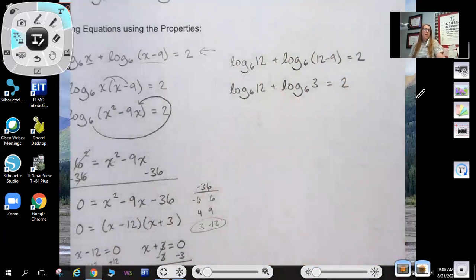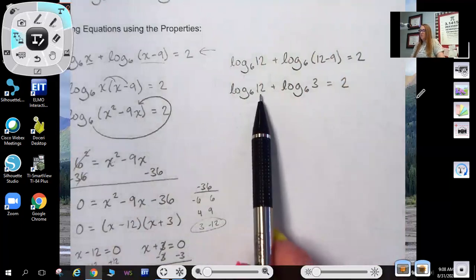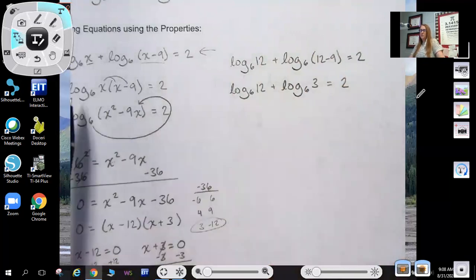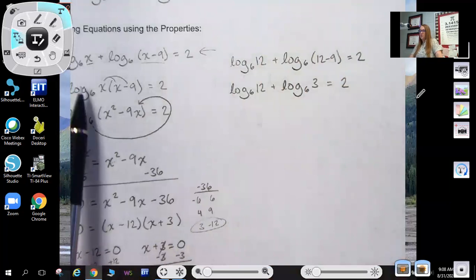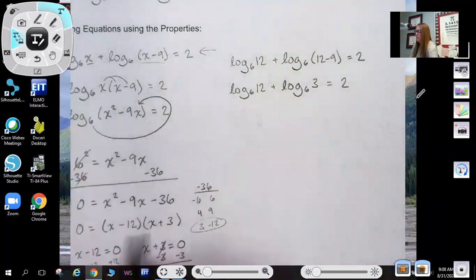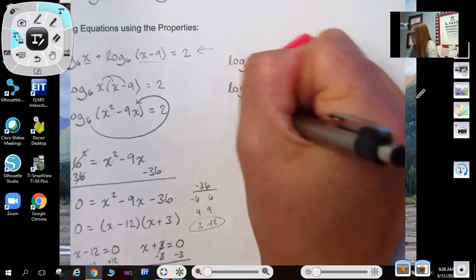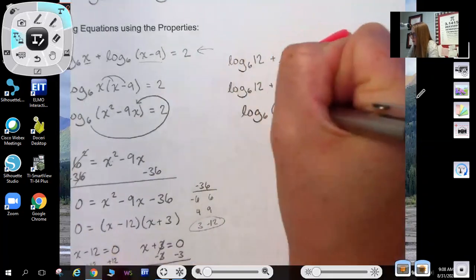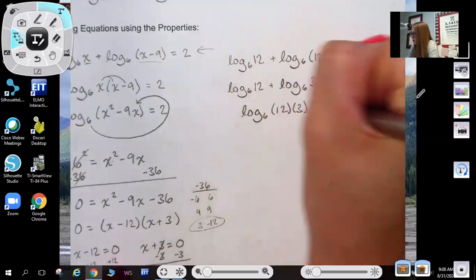After you make sure there's no negatives where you're not allowed to have a negative, then all you have to do is follow the same steps that you followed when solving. So the step that we did when we were solving was to combine the two logarithms into one. So if we do that here, we have log base 6 of 12 times 3.